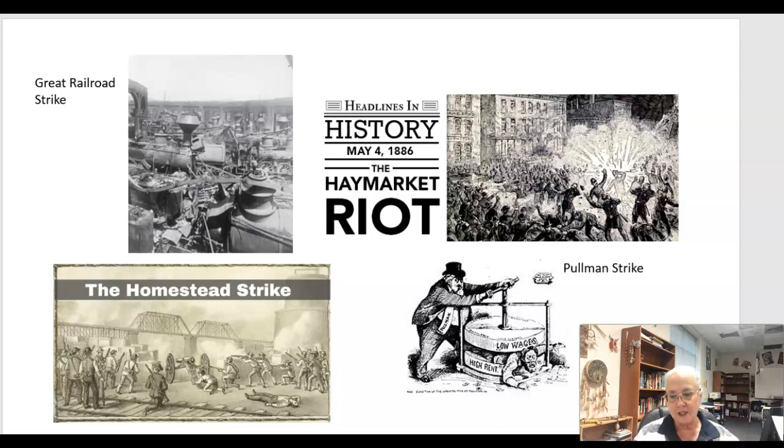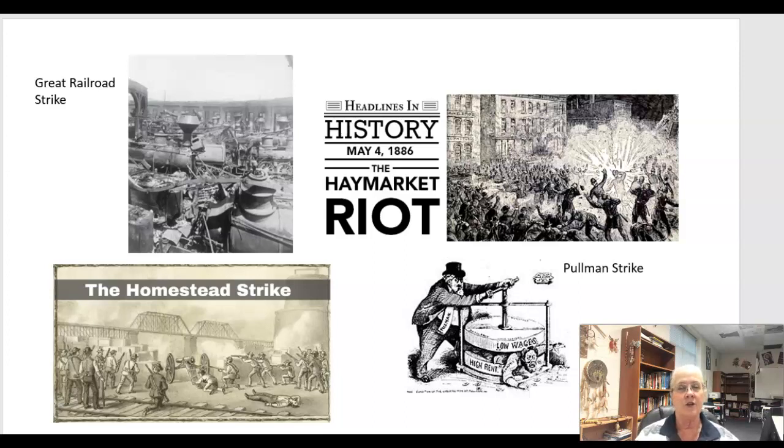By the time we get to 1892, Andrew Carnegie has gone to Scotland for a vacation. He has left his second in command, Henry Frick, in charge of Carnegie Steel. And Frick is ruthless. When you think robber baron, think of Henry Frick, because he is ruthless. He is not going to listen to the workers. He's going to ramp up production.